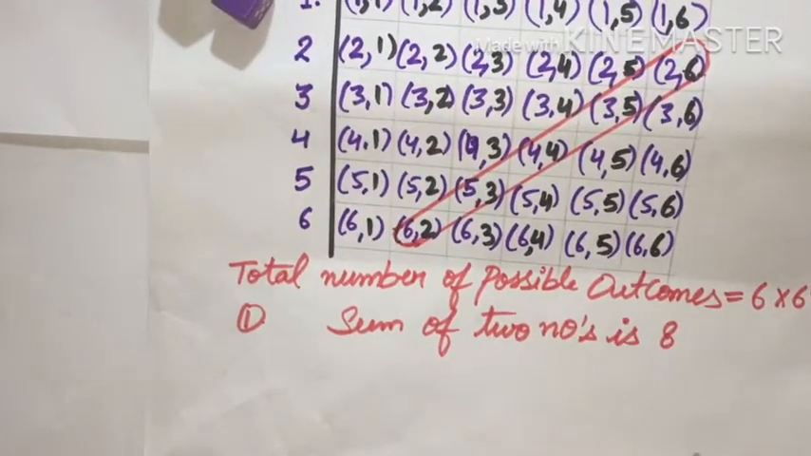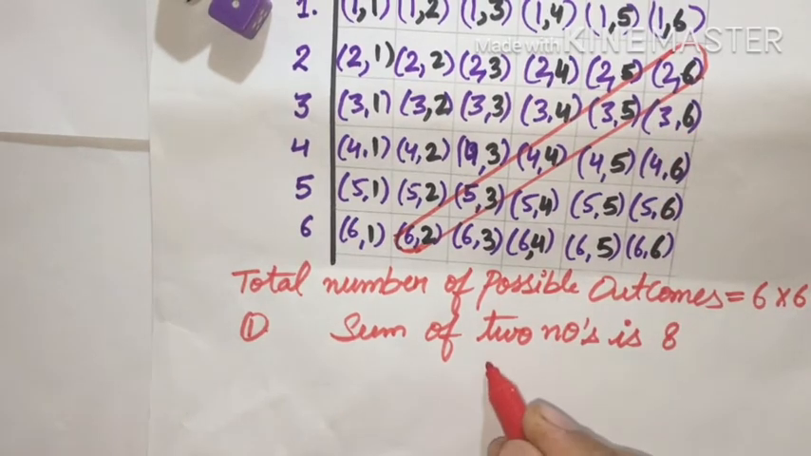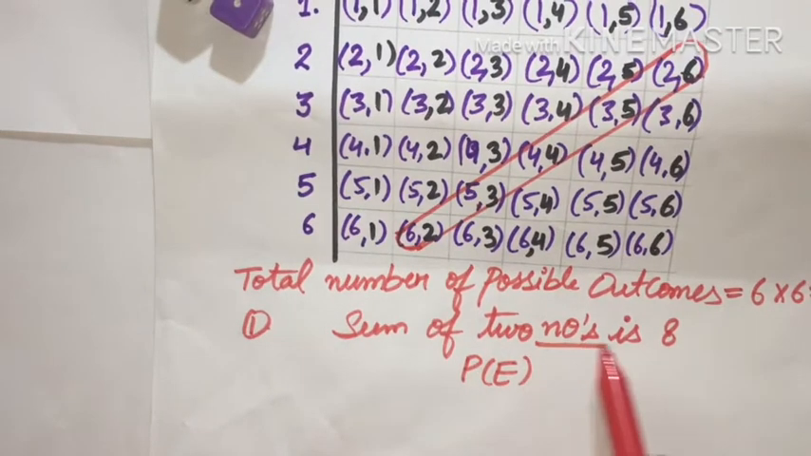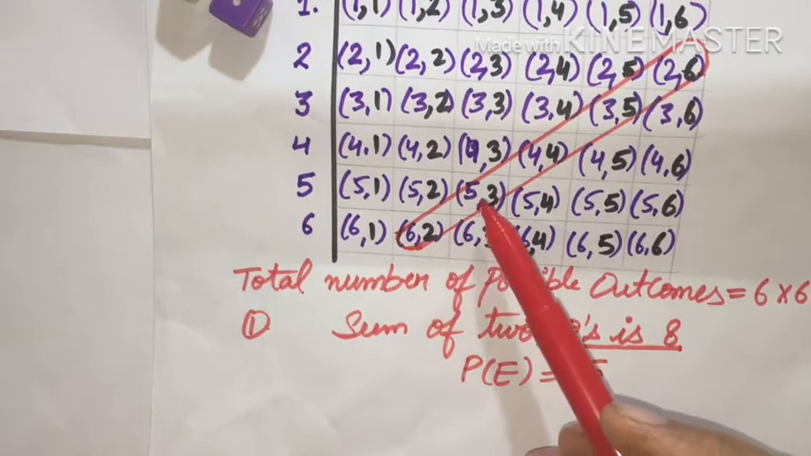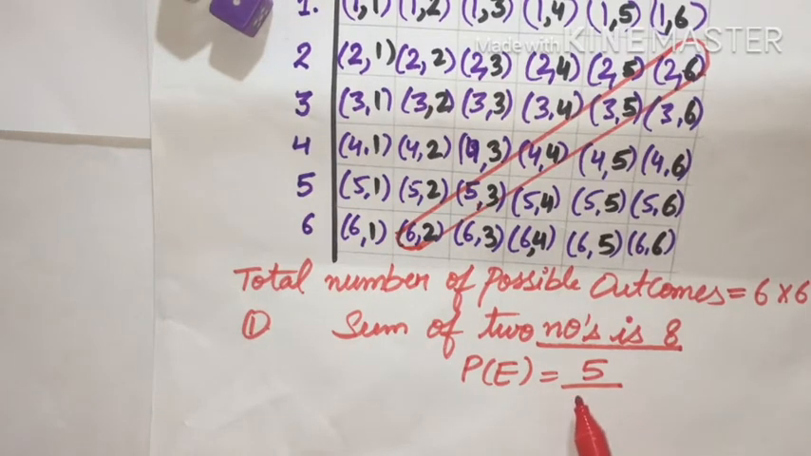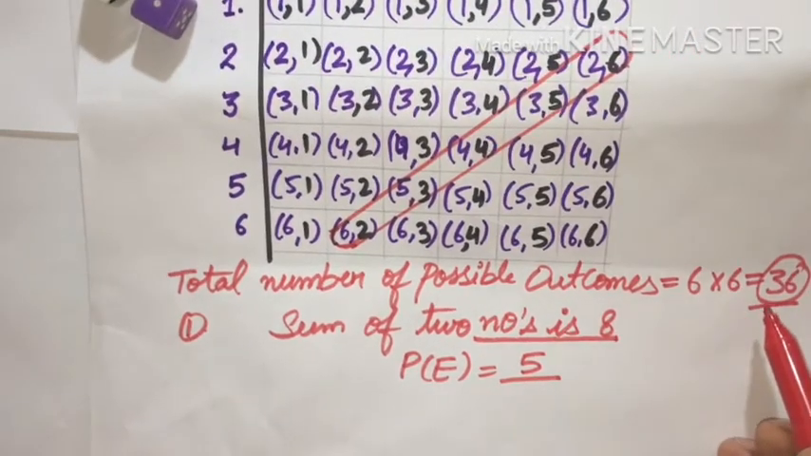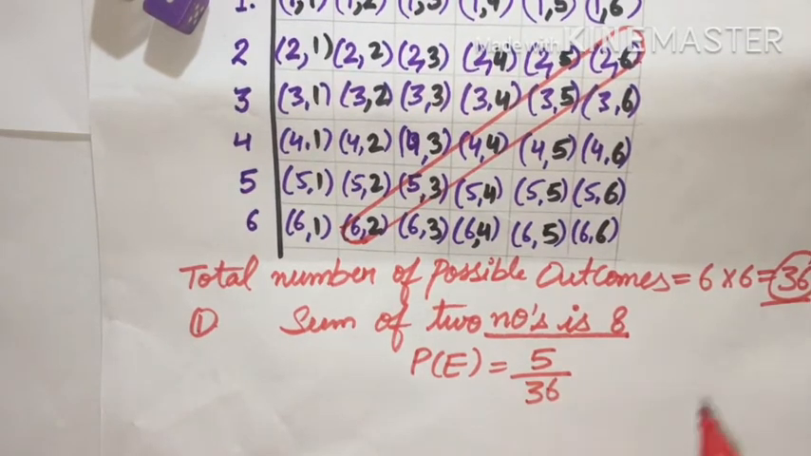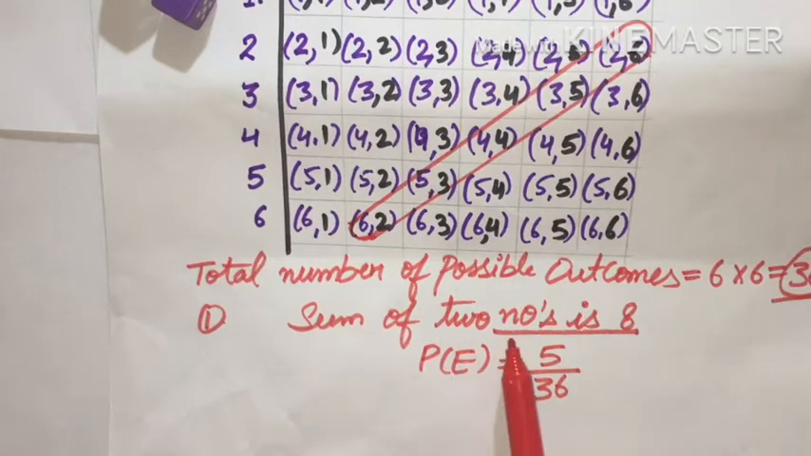So how many cases are these? These are 1 2 3 4 5 cases. So the probability of the event of getting the sum of two numbers equal to 8 is 5 upon the total number of possible outcomes. The total number of possible outcomes here is 36. So the probability is 5 upon 36.